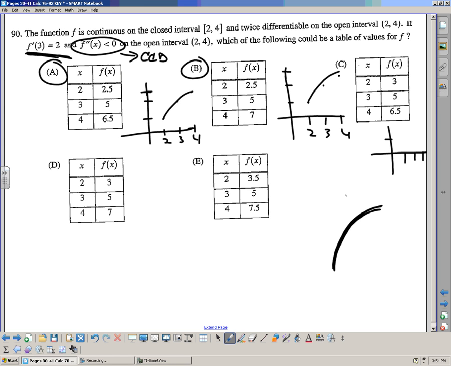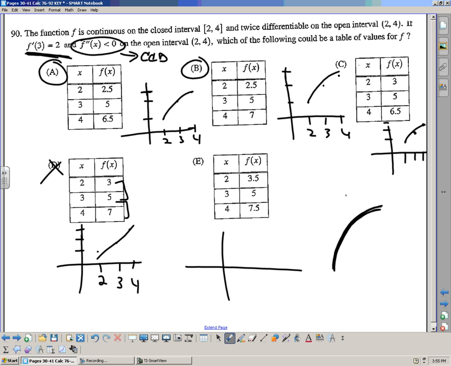We had 3, 5, 6.5. Whoops, 3, 5, 6.5. This also seems to do what we wanted to do. D, if we take a look real quick, the intervals of increase are the same. So 2, 3, 4, this is actually linear along this part, right? 3, 5, 7 are evenly spaced, so we get a line. This would not be the answer.